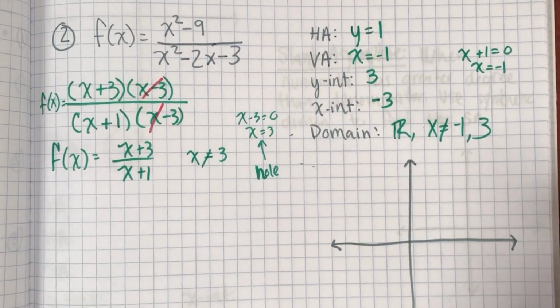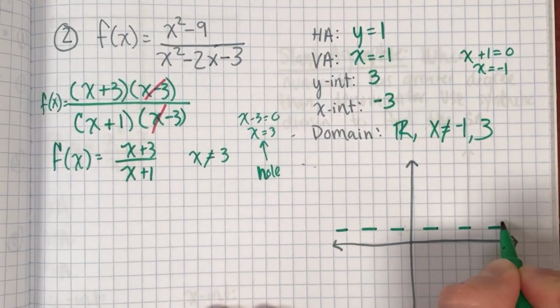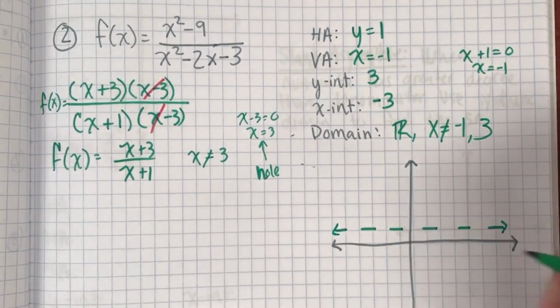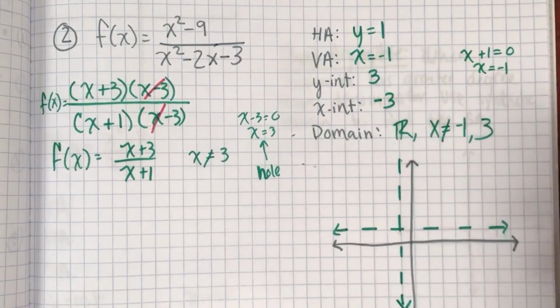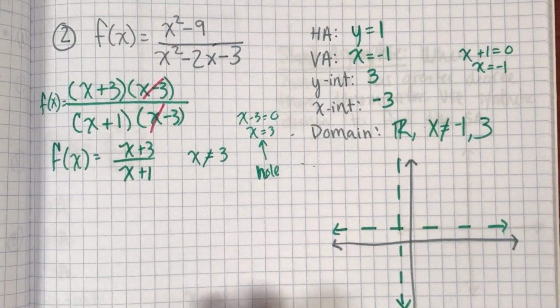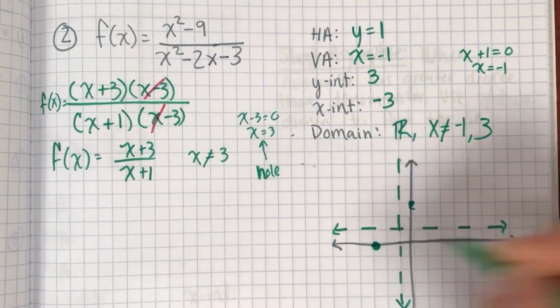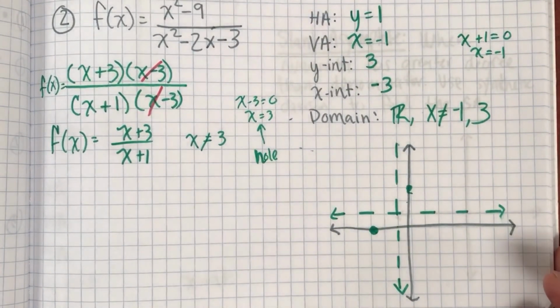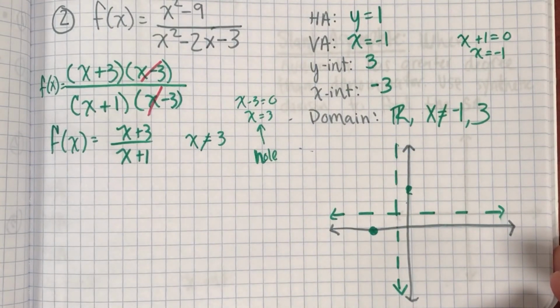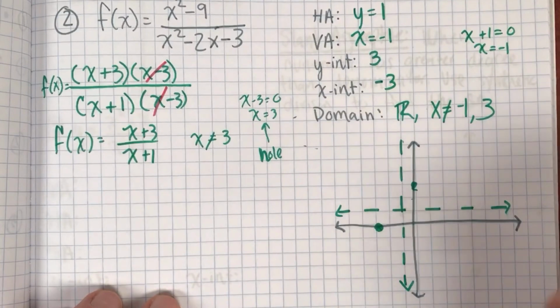All right, so let's draw in these things. Our horizontal asymptote is y equals 1. Our vertical is at x equals negative 1. And then we can plot our intercepts. We've got one at 3 and negative 3. So this tells us where our graph is going to exist. And then we know we have a hole at x equals negative 3. I'm sorry, at x equals positive 3.